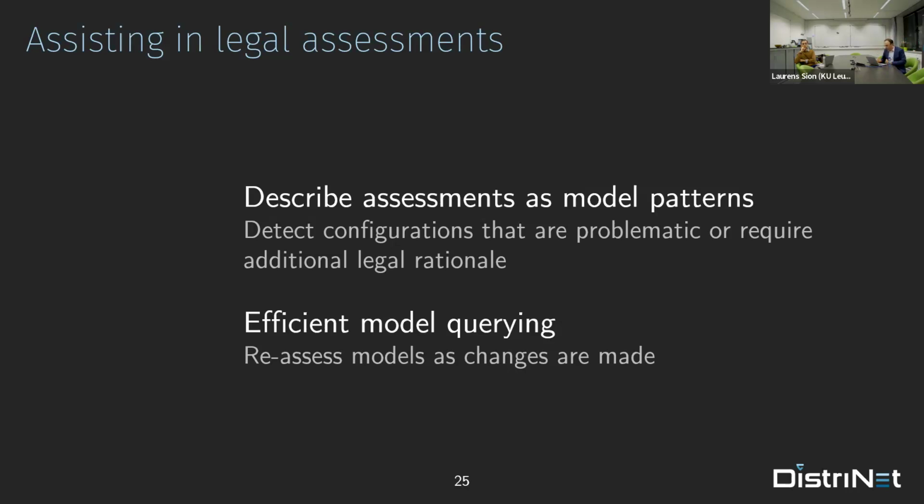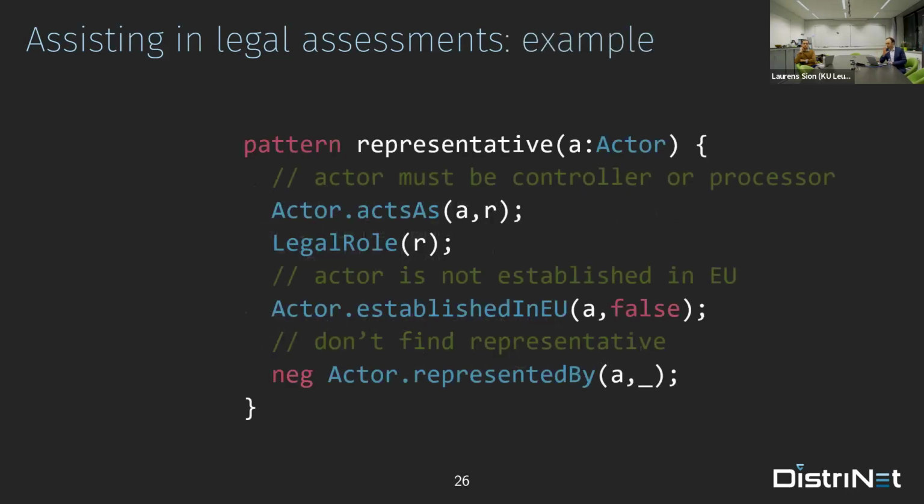So a quick example, a bit more detail on what such a pattern looks like. Here we have, for example, the need to have a representative in the EU. So we use this kind of pattern description to find that there is an organization. It has a legal role with regard to a certain processing, and that organization is not established in the EU. And then the final check of the pattern is that we don't find any representative for this organization. So this is a very easy way to automatically identify these kinds of problematic situations in the model.